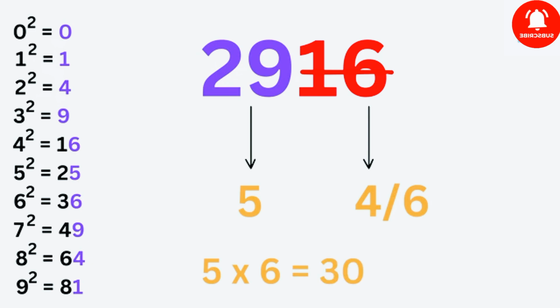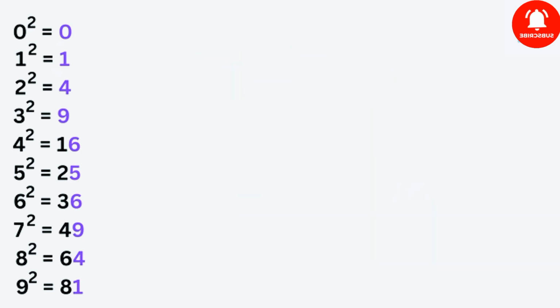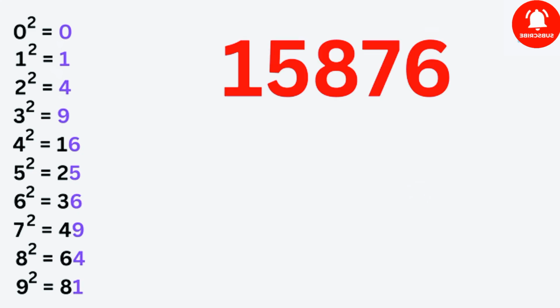Now take this 5 and multiply it by the next number after it, which is 6, to get 30. Since 29 is less than 30, hence we choose this lesser number, or 4. Therefore, our answer is 54. So far, so good. Let us shift our gear to 5 and find the square root of 15876. Last digit will give us 4 or 6.